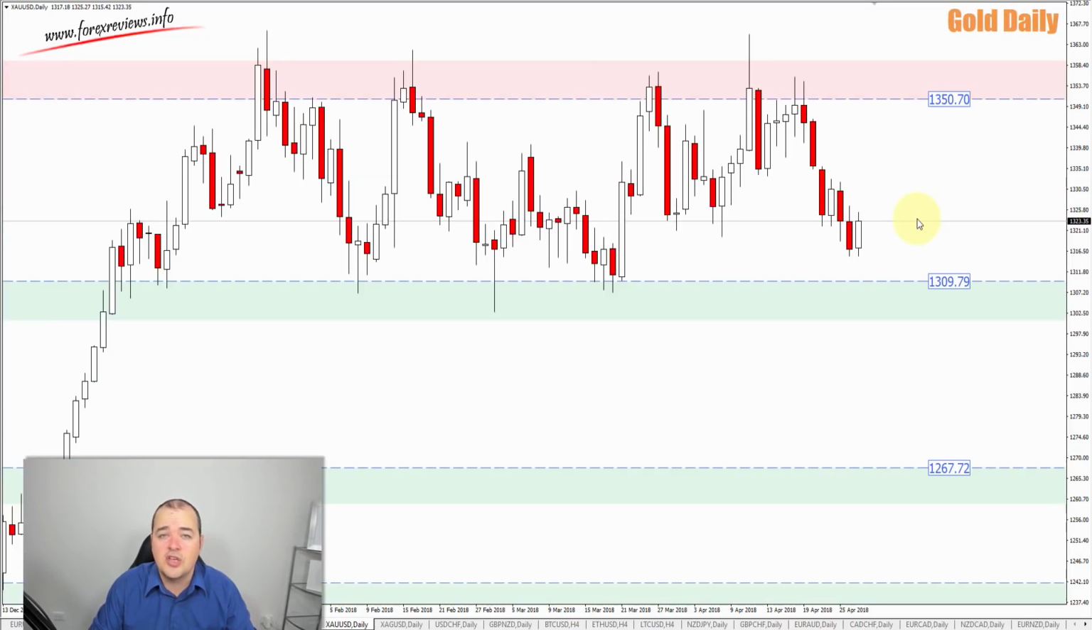Okay, next pair I'd like to highlight is gold, and I'm on the daily chart. Now on gold this week, what we'd like to highlight is the 1309 zone area.